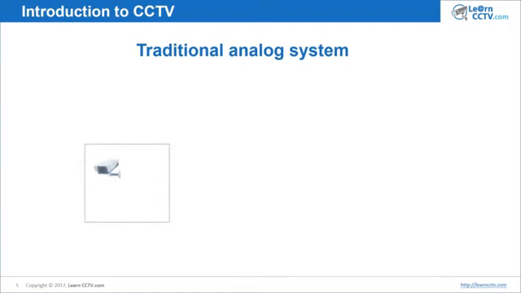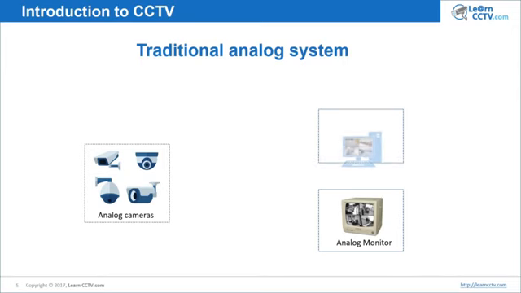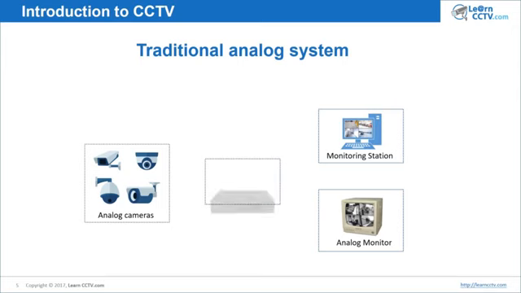So here I have my cameras, could be different kinds of analog cameras. And then here I have my analog monitor. And I also have my monitor station. That's a computer with the software to monitor the system, right? Then in the middle of everything, I have the DVR. DVR is the digital video recorder, used to record the videos from the cameras.